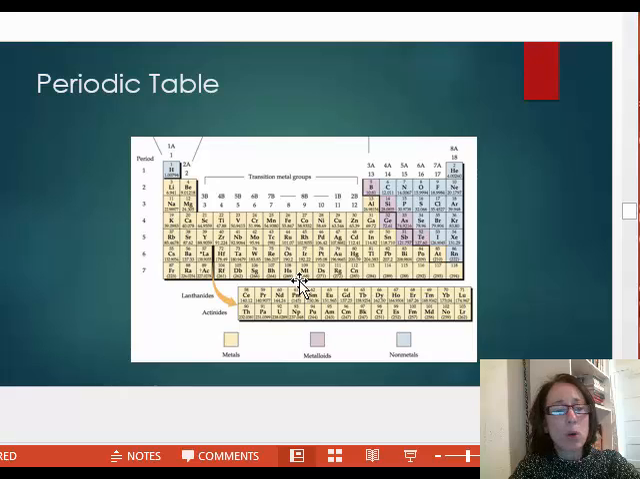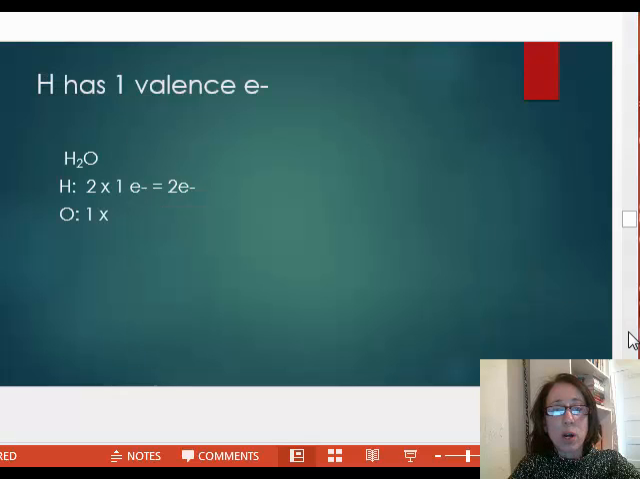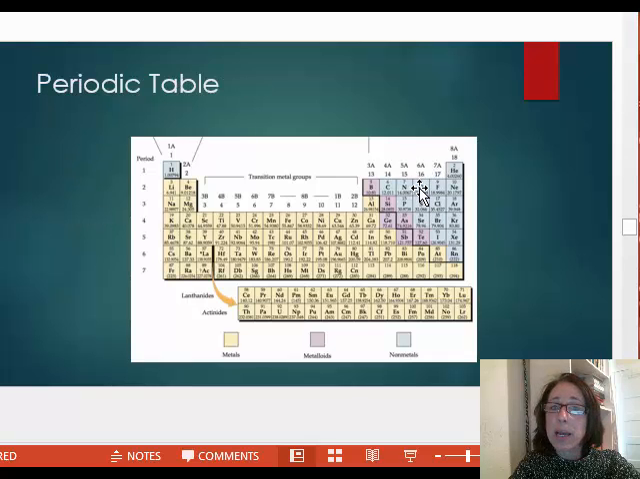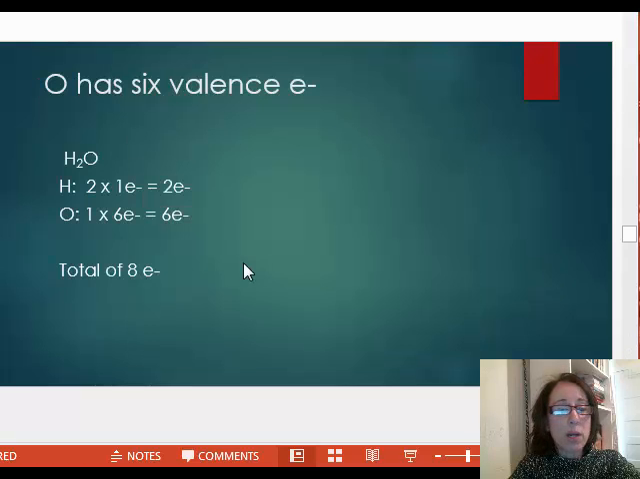Looking at the periodic table, we see that hydrogen is in family 1A and thus has 1 valence electron. Since there are 2 hydrogen atoms, 2 times 1 valence electron gives us a total of 2 valence electrons from our hydrogen atoms. Oxygen is in family 6A, so it has 6 valence electrons. There is 1 oxygen in a molecule of water, so we have a total of 1 times 6, which is 6 valence electrons contributed by the oxygen.